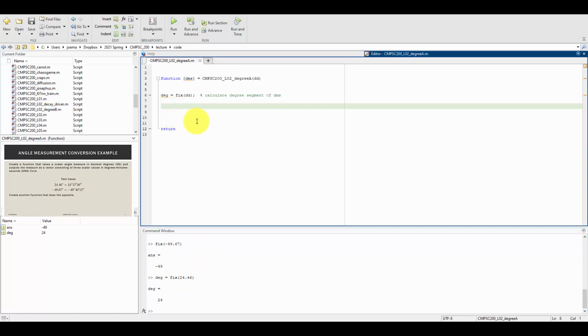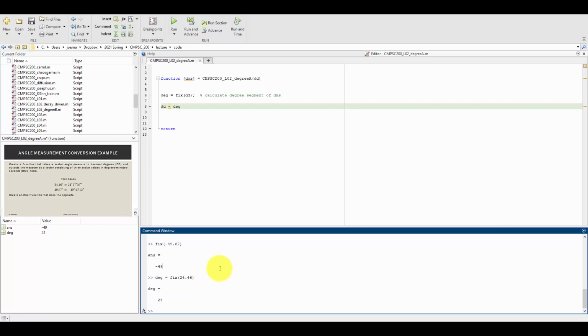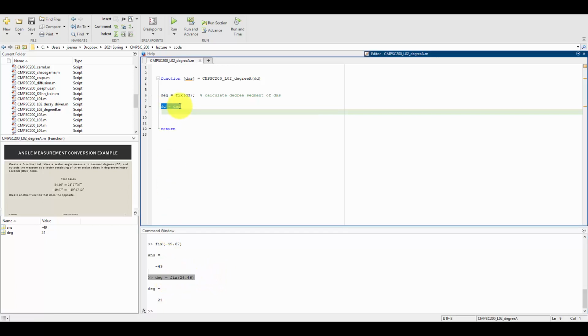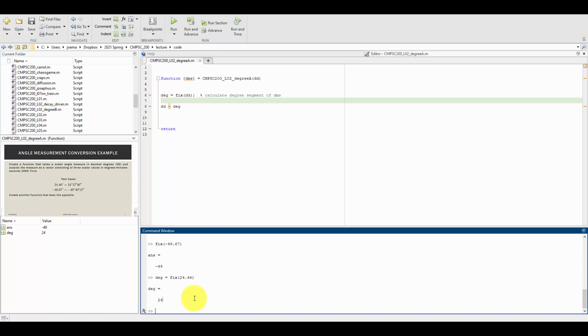So let's see what we have here. What we can do is I can do my dd minus deg, and that should give me the fractional part or the decimal part. So let's just see, is that correct here? I think it is, yeah. So if I do 24.46 minus fix 24.46, okay, that will leave me with the 0.46 part. And does that also work for negative 49.67?